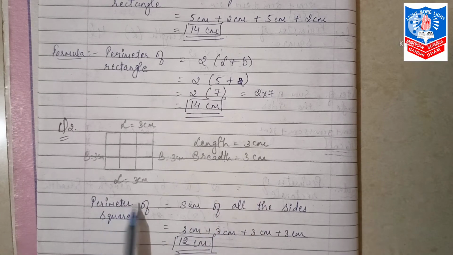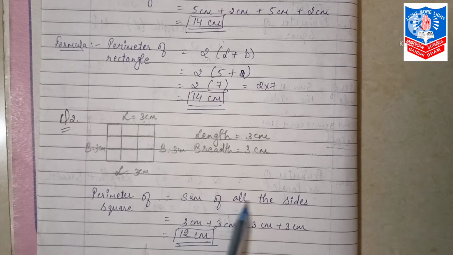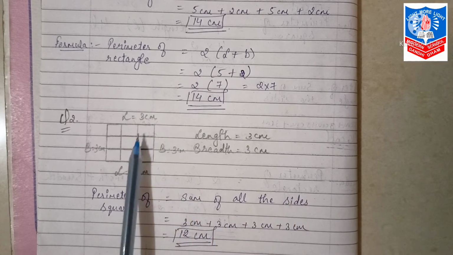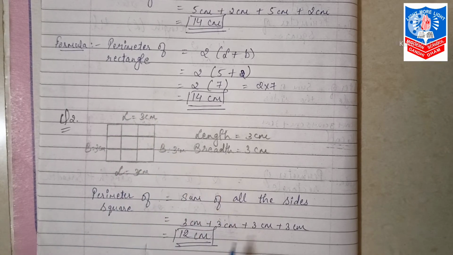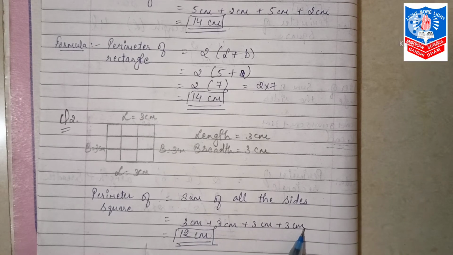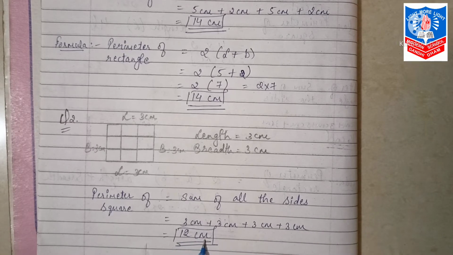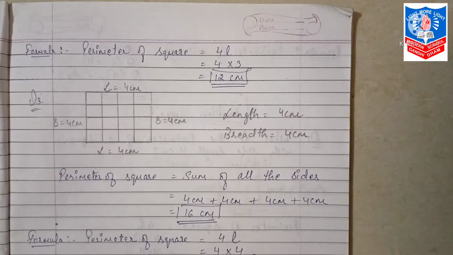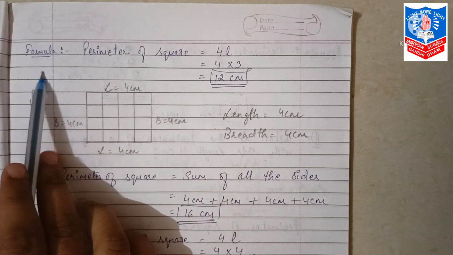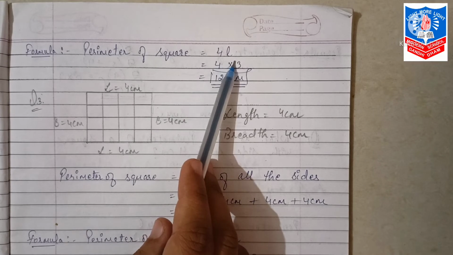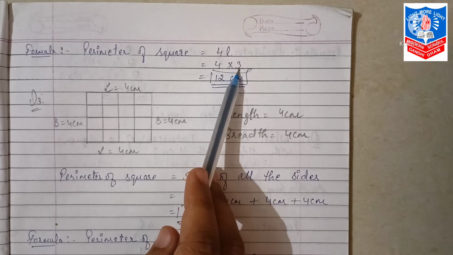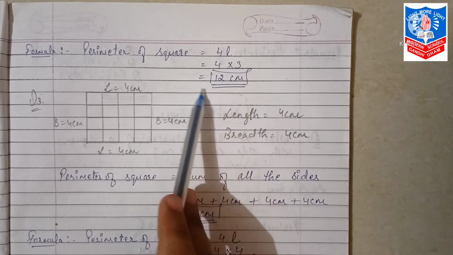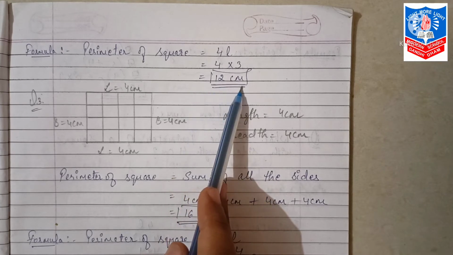Now we are going to find perimeter of square is equal to sum of all the sides. Then we are going to total up all the 4 sides. 3 plus 3 plus 3 plus 3. So I have put it over here. 3 centimeter plus 3 centimeter plus 3 centimeter plus 3 centimeter. And the total will be 12 centimeter. Then next we are going to apply the formula: perimeter of square is equal to 4 length. Okay. 4 into 3. As I have shown you, all the 4 sides were having 3 centimeter. Correct? So 4 3s are 12, equal to 12 centimeter.